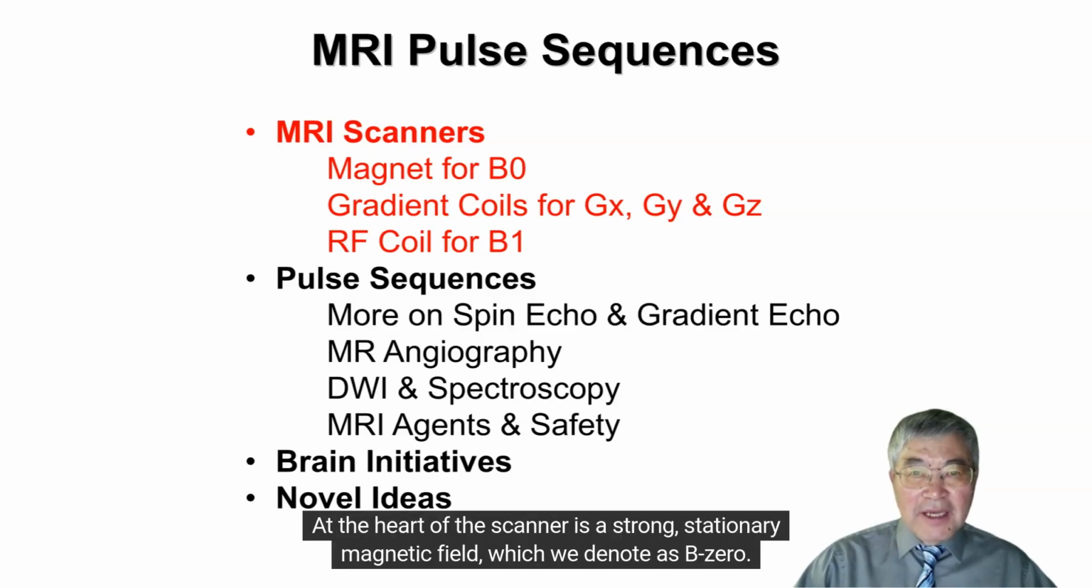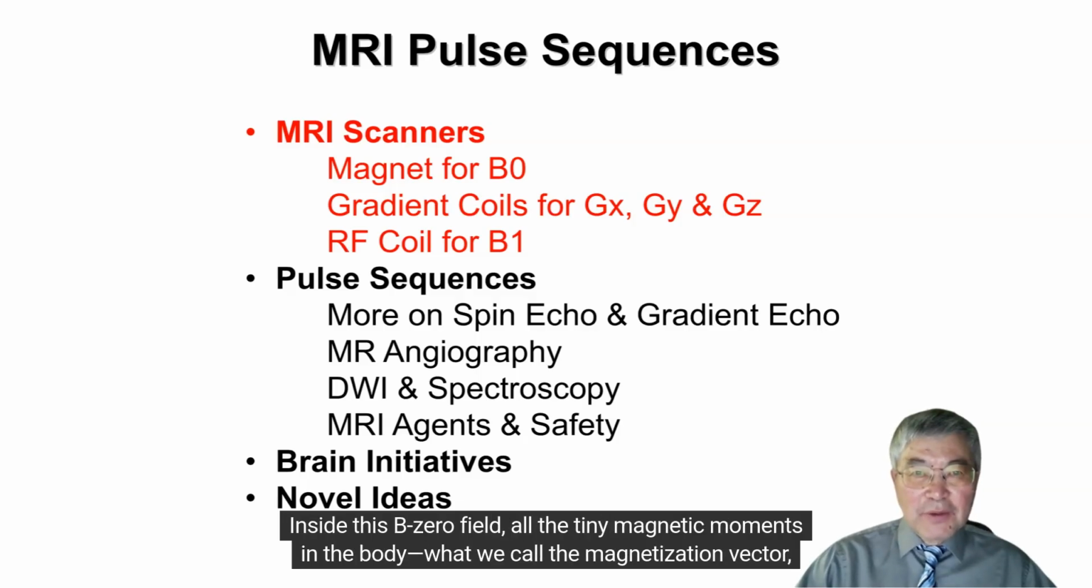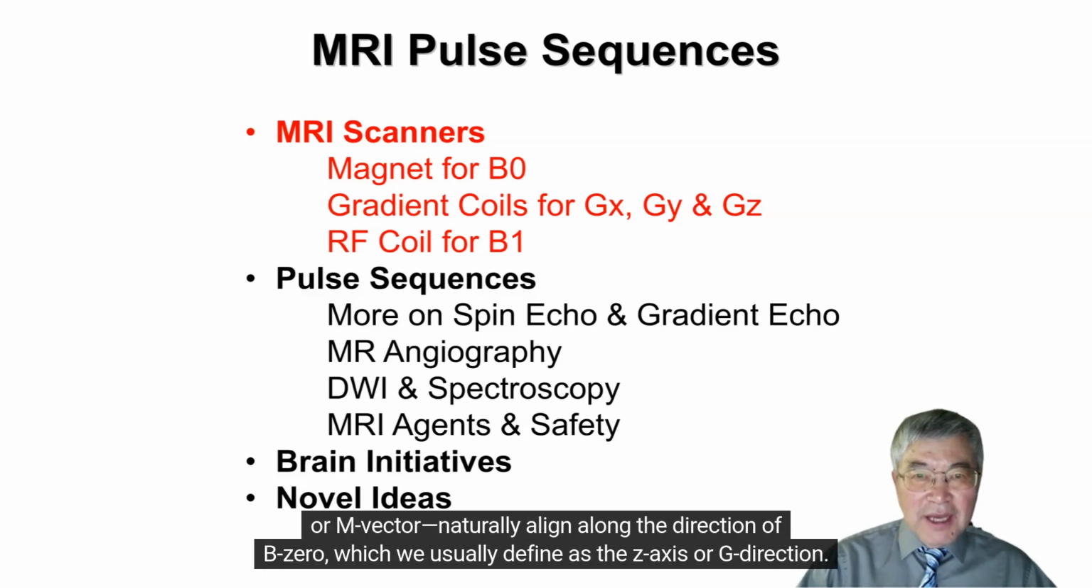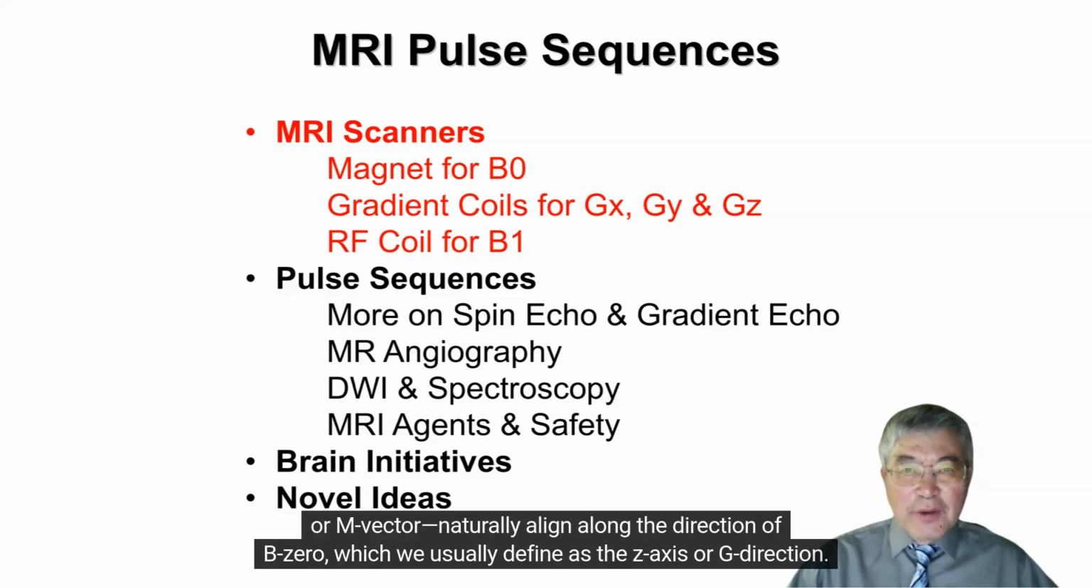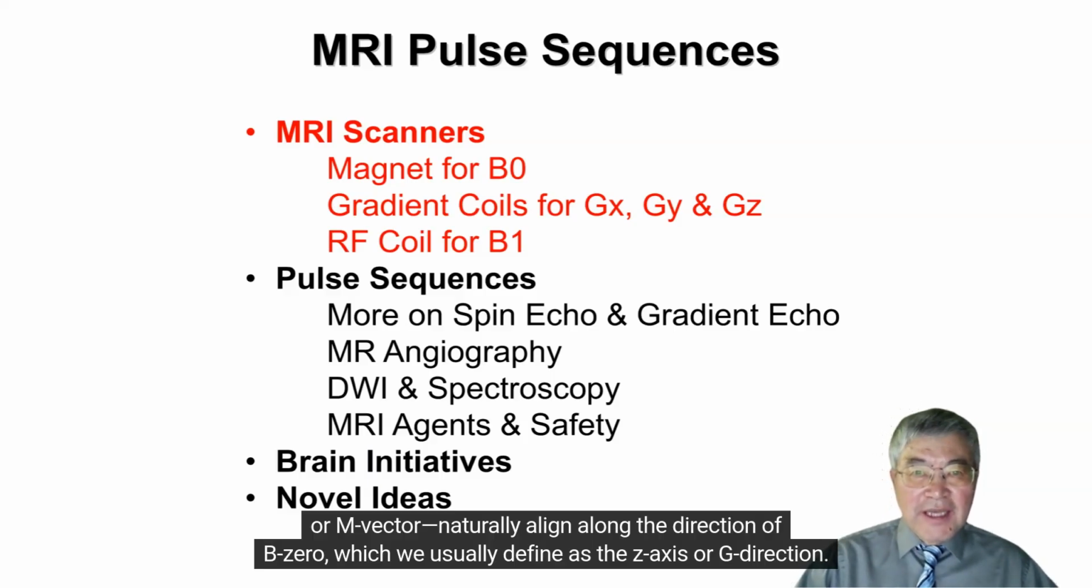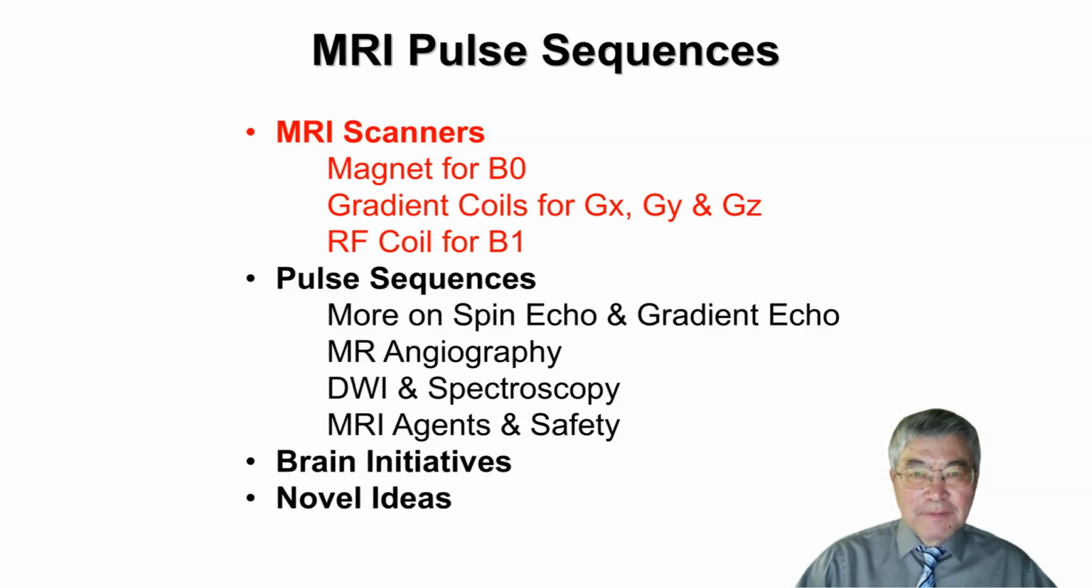At the heart of the scanner is a strong, stationary magnetic field, which we denote as B0. Inside this B0 field, all the tiny magnetic moments in the body, what we call the magnetization vector or M vector, naturally align along the direction of B0, which we usually define as the Z-axis or G direction.